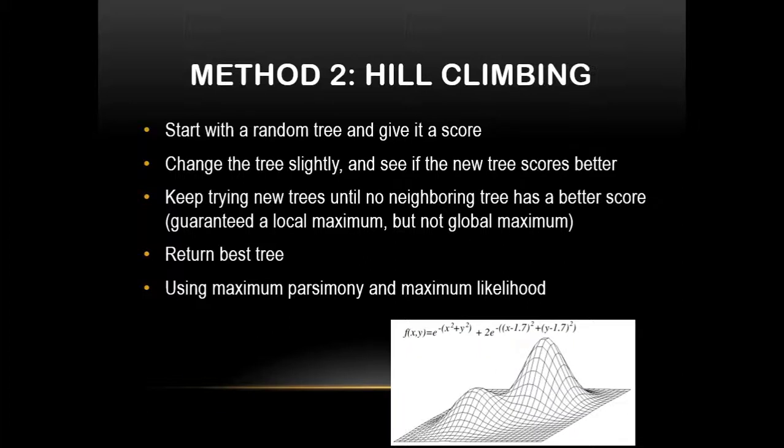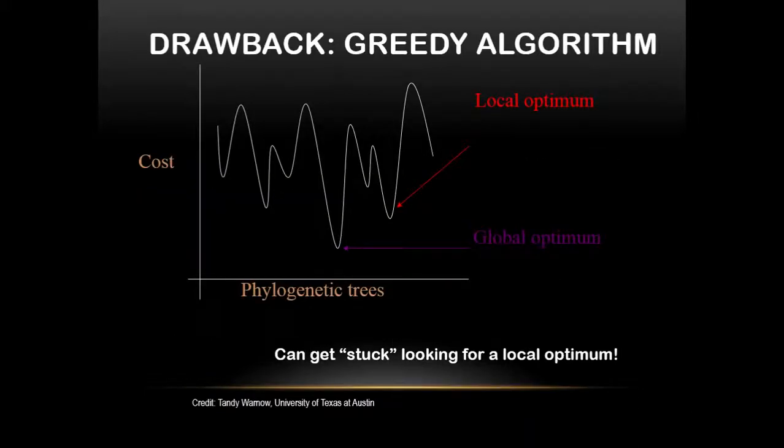So the algorithm goes like this. You start with a random tree, assign it a score, and then you change the tree slightly. If the new tree has a better score, you keep that one. You keep trying new trees until no neighboring tree has a better score, so you know you're at a local maximum. Think of the smaller hill on the graph. And then you return that. The drawback is you may not always find the global optimum. You will always find a local optimum, but you may never find the best.